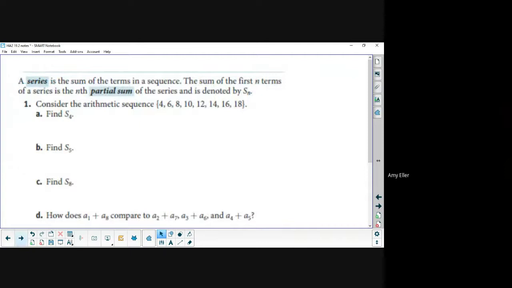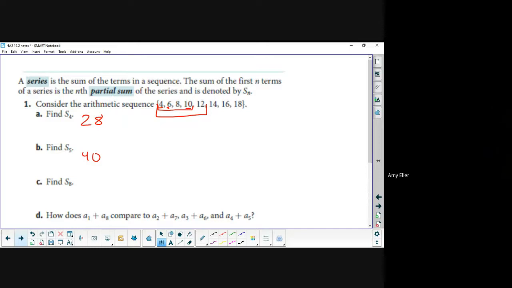Consider the arithmetic sequence 4, 6, 8, 10, 12. Find S sub 4. That means I need to add the first 4 terms. I think we can do it in our head. So 4 and 6 is 10. Got another 10, it's 20, so 28. S sub 5 is the sum of the first 5 terms. Well, we already know the first 4, so we just have to add 12 to that. So 40.